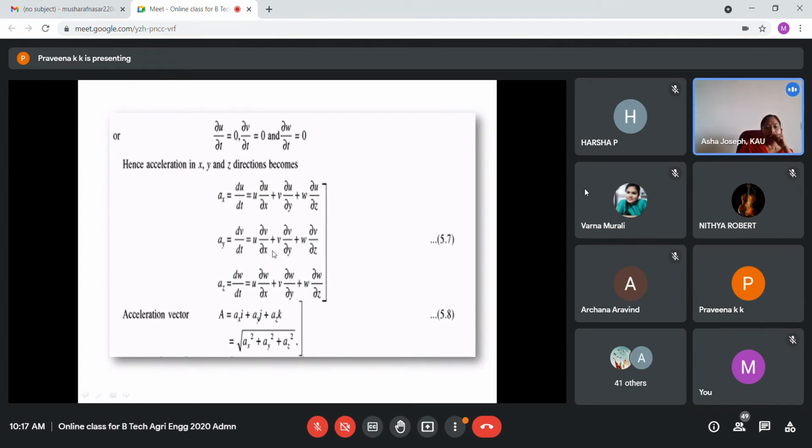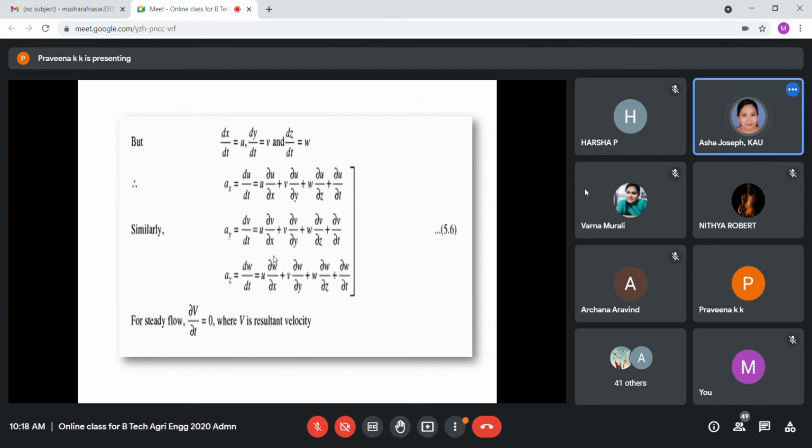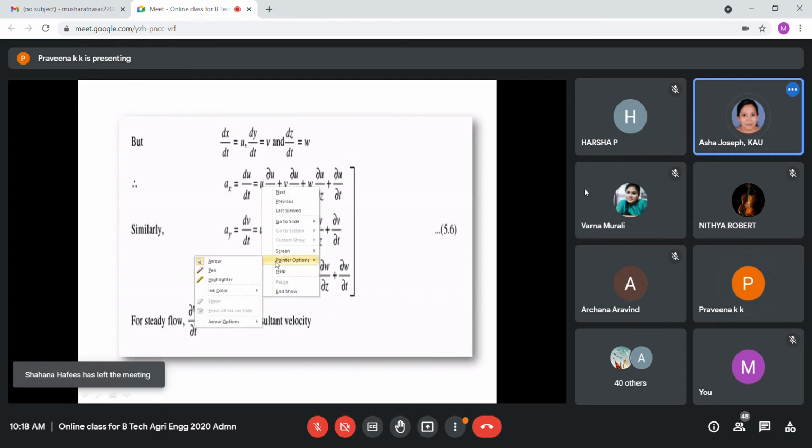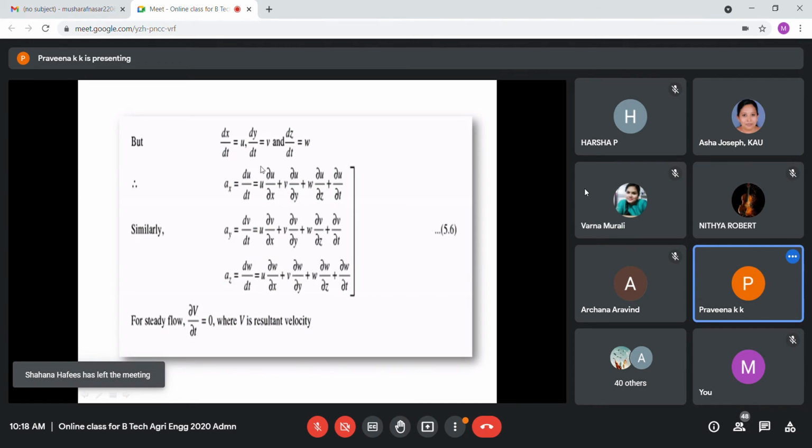So what are the components of convective acceleration? With respect to space, the components are dou u by dou x, dou u by dou y, dou v by dou x, dou v by dou y, and so on. These components are called convective acceleration, and dou u by dou t is the local acceleration.